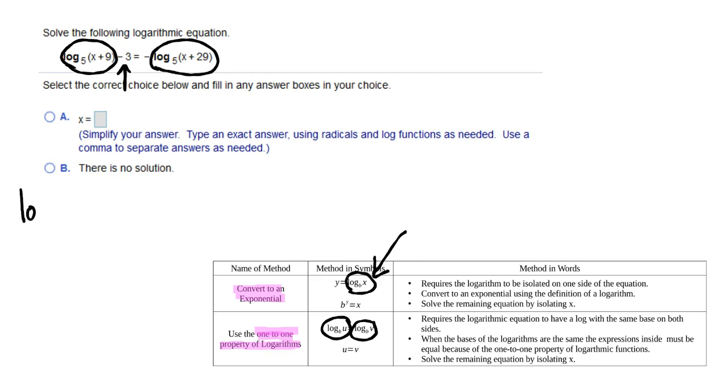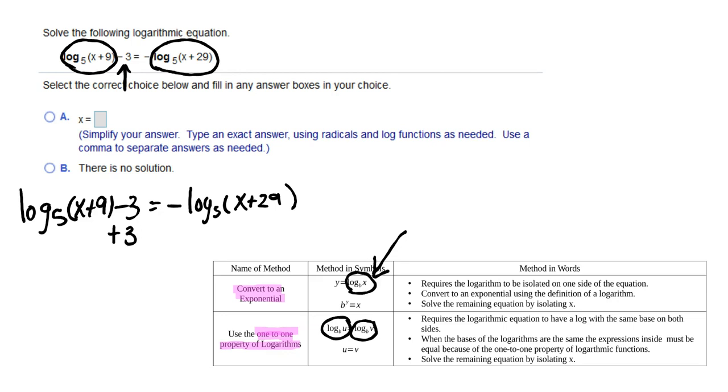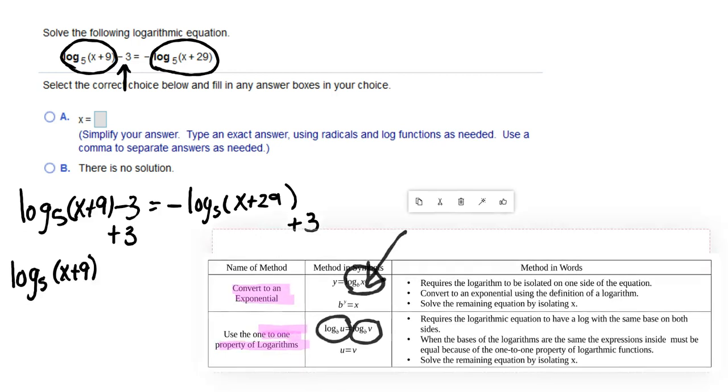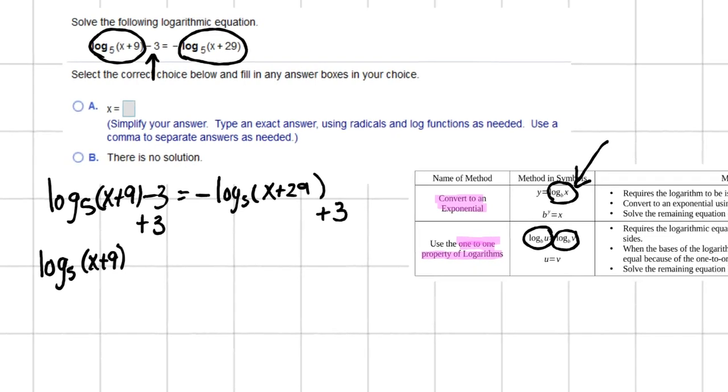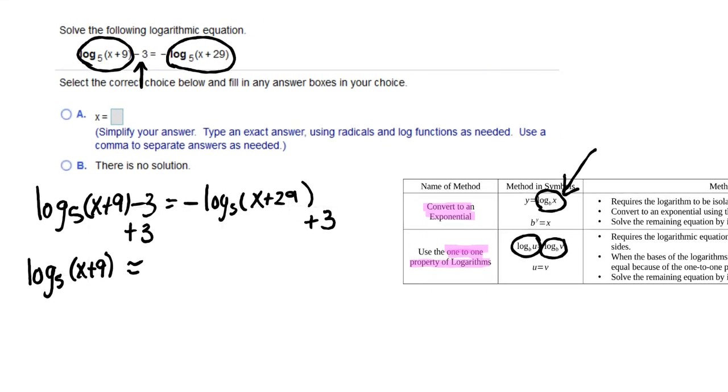Okay, so my problem is log base 5 of x plus 9 minus 3 equals negative log base 5 of x plus 29. Okay, I'm going to rearrange by adding the 3 to the other side. So now I have log base 5 of x plus 9 equals negative log base 5 of x plus 29 plus 3.